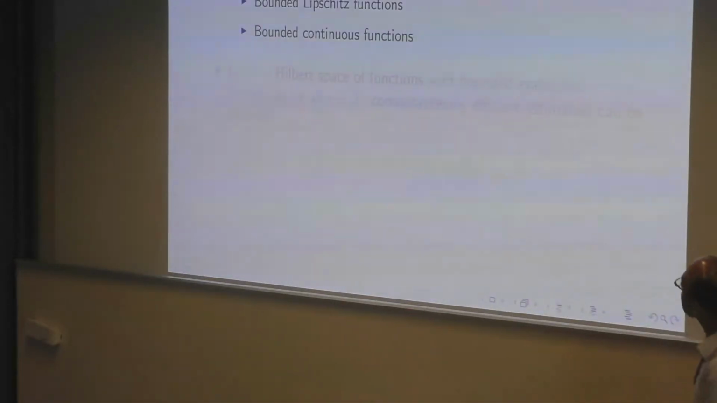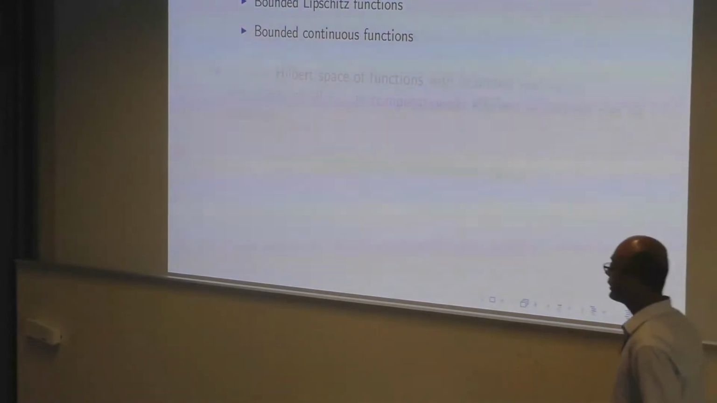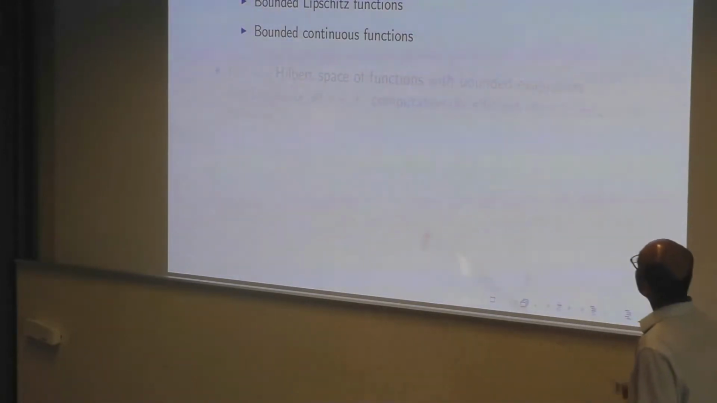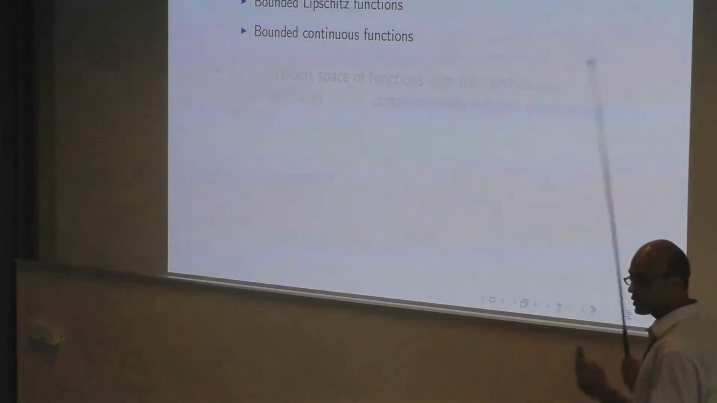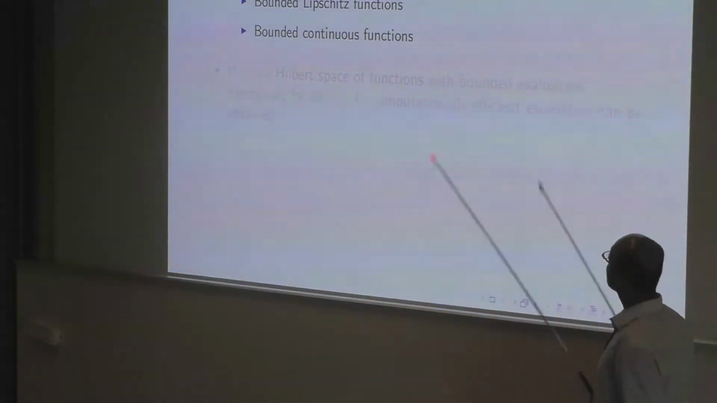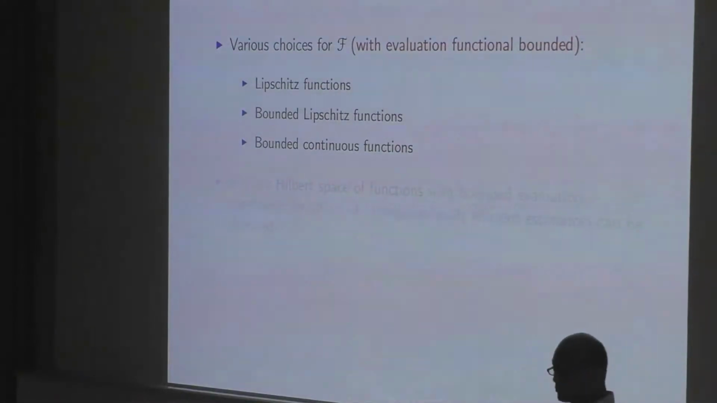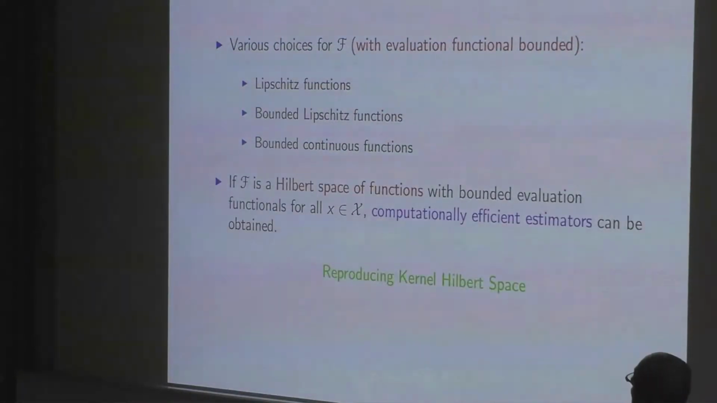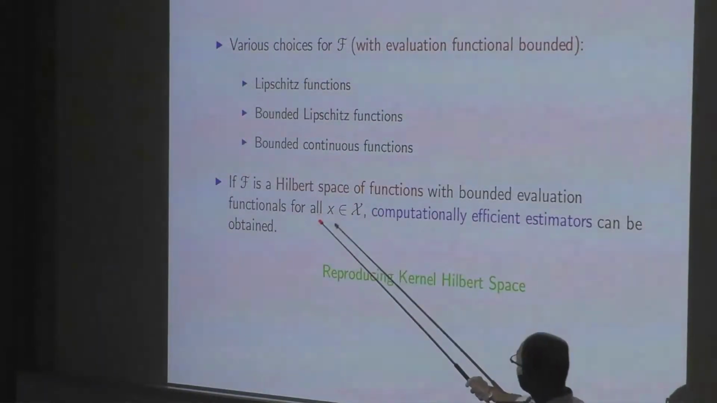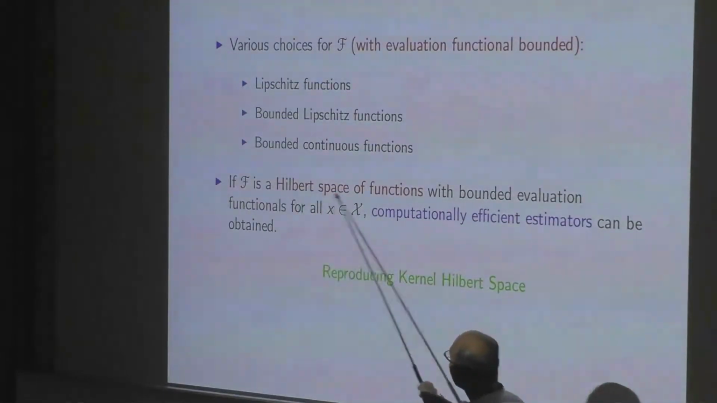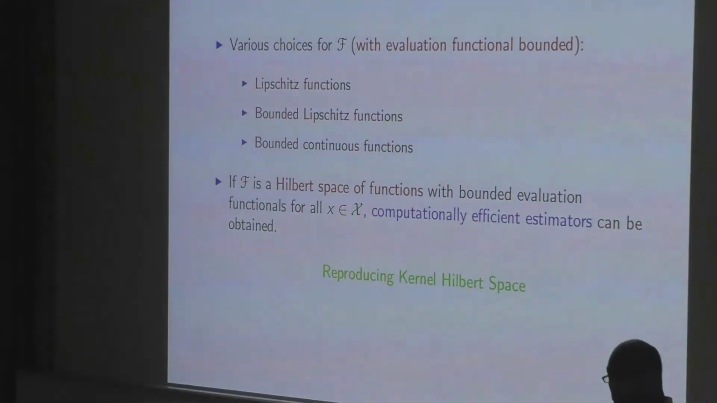Now there are various choices of F, which means now I'm going to restrict myself to a class of functions with bounded evaluation functionals. Now these are some class of functions. What we are interested in is, if I choose F to be a Hilbert space of functions with bounded evaluation functionals, that leads us to what is called a reproducing kernel Hilbert space.